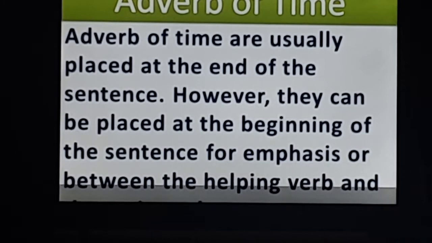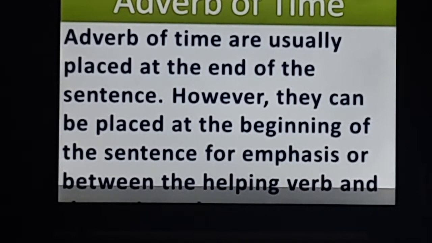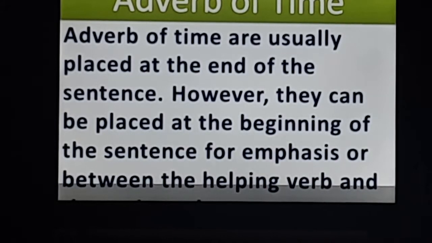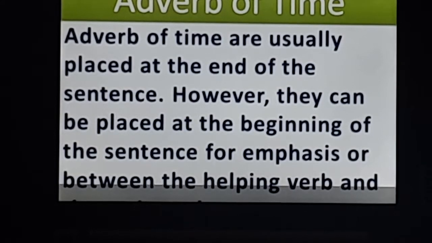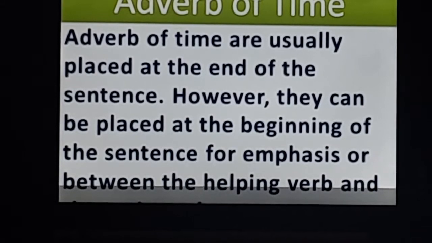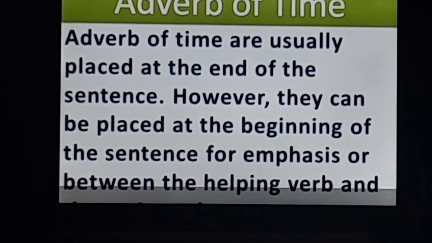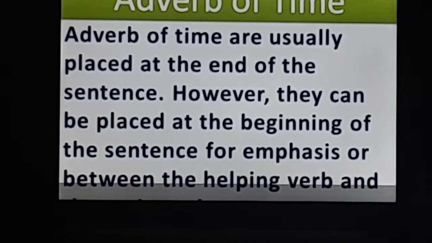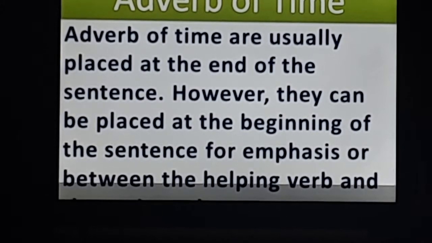Now, adverbs of time. Where do we use them? Adverbs of time are usually placed at the end of the sentence, last word. Usually, again, you should always remember this word usually, because English is such a language that mostly there are always exceptions. There are certain rules in making sentences, in grammar there are certain rules, but there are always exceptions also. That is why we don't say always, we usually say usually or mostly. That means some exceptions are always there. So adverbs of time are usually placed at the end of the sentence. Usually, remember, not always.